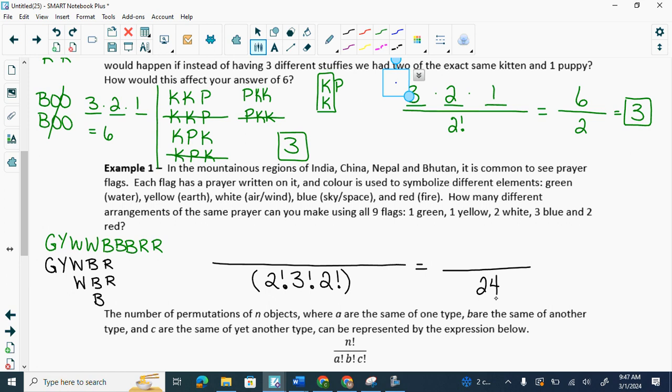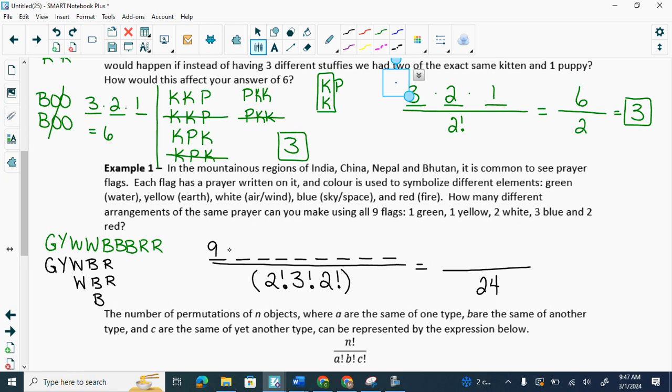Now the top has 9 flags, correct? So how many blanks am I going to have? 9. 1, 2, 3, 4, 5, 6, 7, 8, 9. Now this is what you need to remember. You treat the top as if they are all different. I know there are some double ups and triple ups, but I got rid of that problem by the bottom, correct?